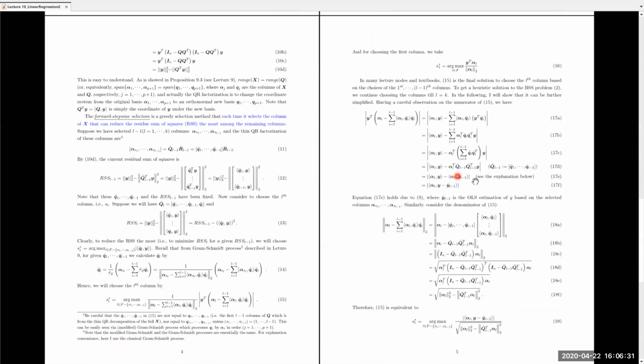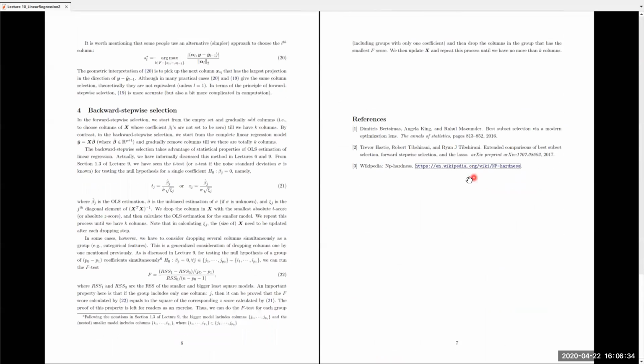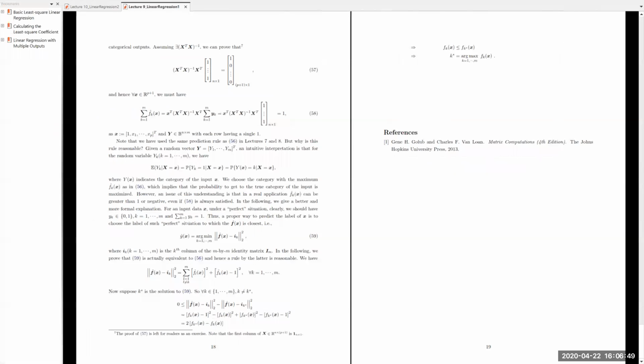Let me see. Today, due to the time limit, let me start with the backward selection first, because backward selection is easier. It basically takes advantage of the statistical property of the least square linear regression, which is in lecture 9, actually.